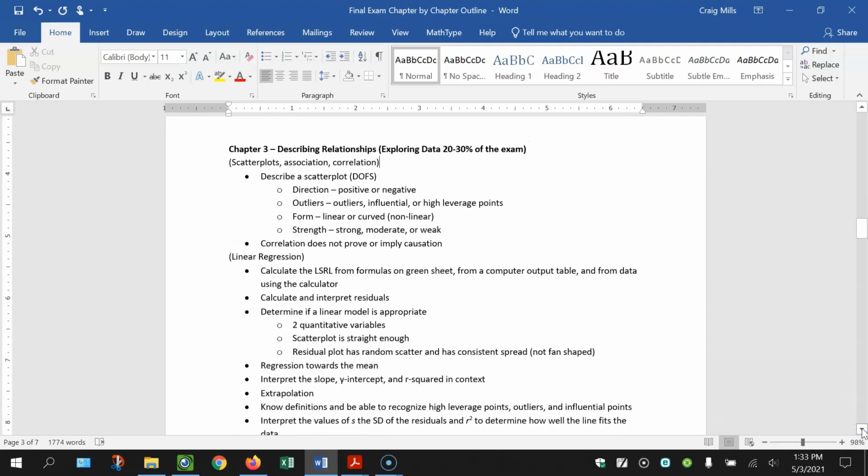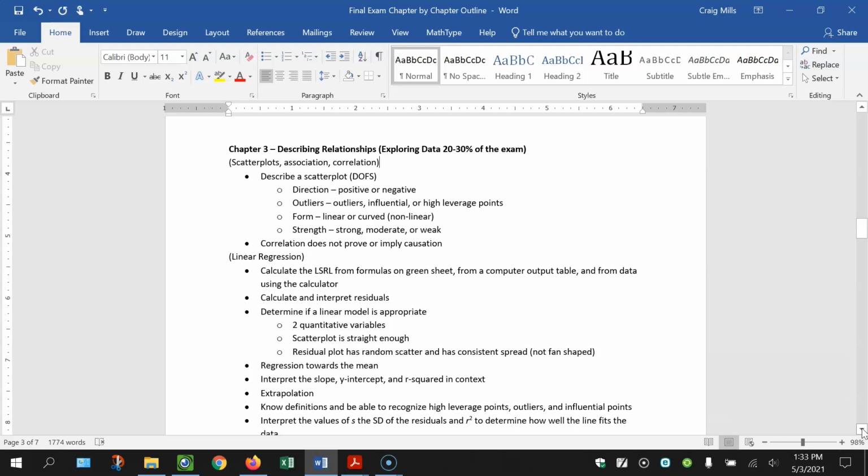So that's really the first unit of the AP. That's exploring data with one variable. Then unit 2 is exploring data with two variables. And this is where we talked about, in chapter 3, regression. So being able to describe a scatter plot with direction, outliers, form, strength.